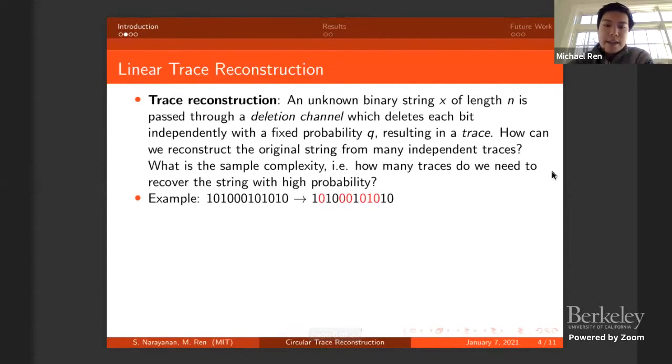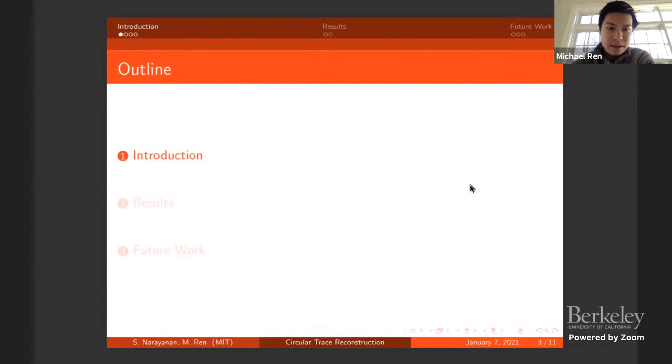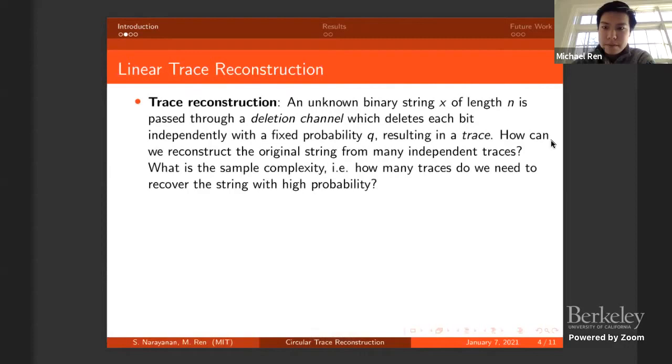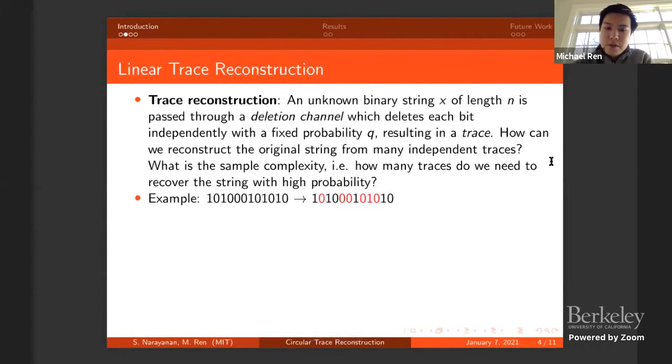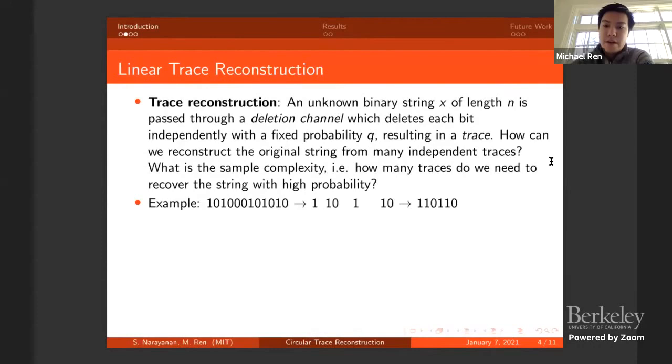As an example, let's say we have this string here, and you can think of Q as around a half, so half the bits will be deleted. It's passed through the channel and the red bits will be deleted. The remaining bits are concatenated, and the string we see after it's passed through the channel is 110110. So we want to see, if we get a lot of these traces, can we figure out what the original string was?